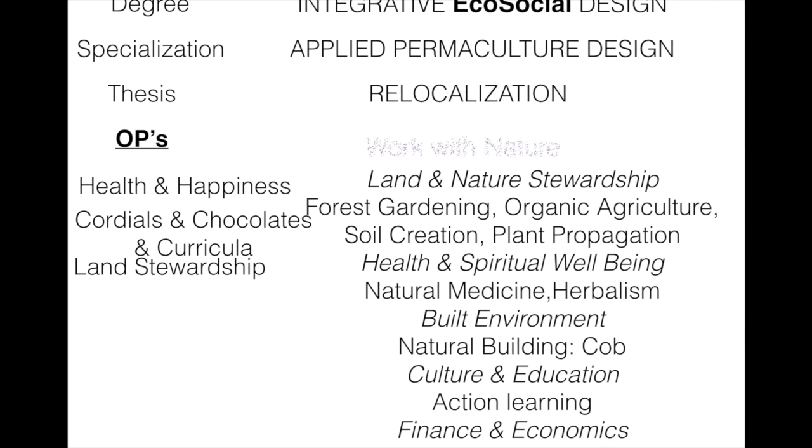Then the land stewardship OP on my acre down in Baja. Of course, the land and nature stewardship petal is the most touched upon with creating a food forest, organic agriculture, looking at soil creation, plant propagation. I started a nursery down there. But then this plays into health and spiritual well-being, of course, with being in the garden, which is, I think, one of the best herbal medicines. And as I said, we touched in on cob building. I've built several cob benches down there, and a lot of fun projects around land stewardship.